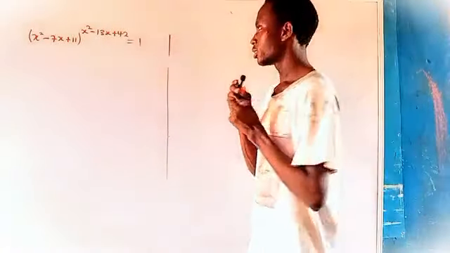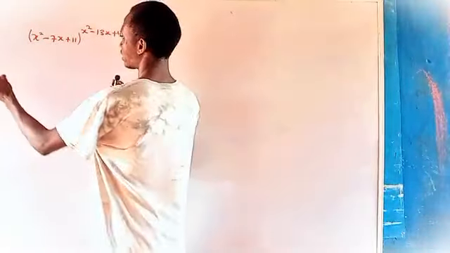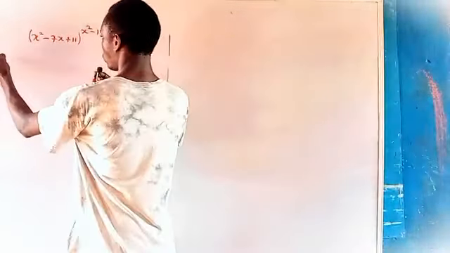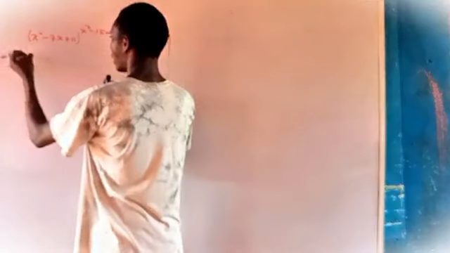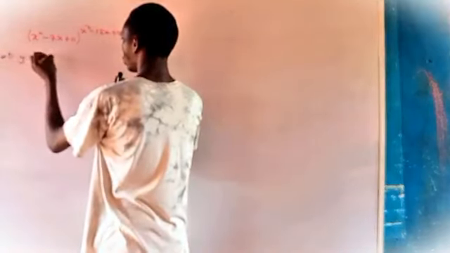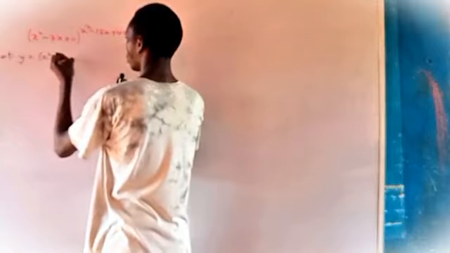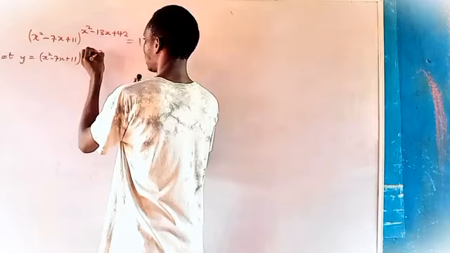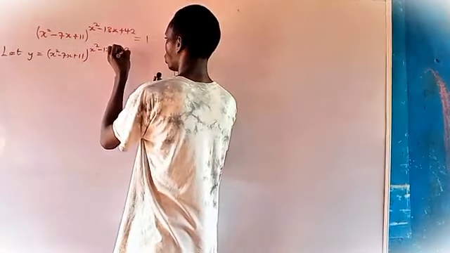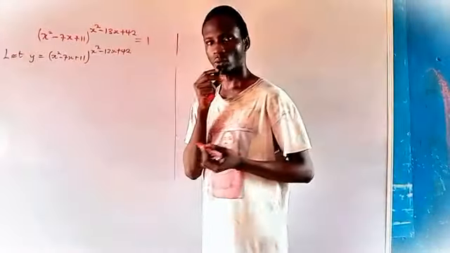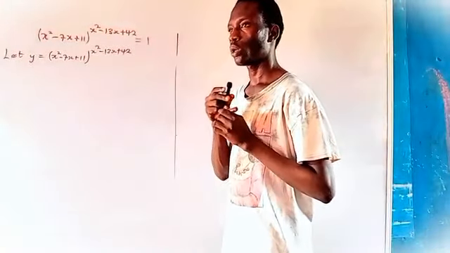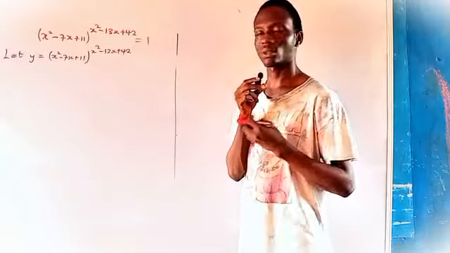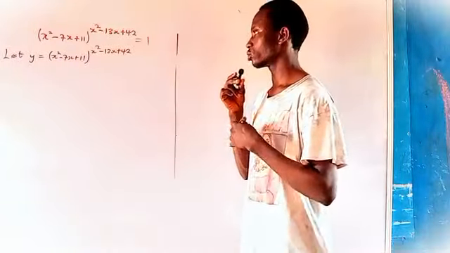Now, follow me. I want everything on the left-hand side to be y. By substitution, let y = (x^2 - 7x + 11)^(x^2 - 13x + 42). This is our y. I want to solve this problem making use of the logarithm law, the logarithmic rule.